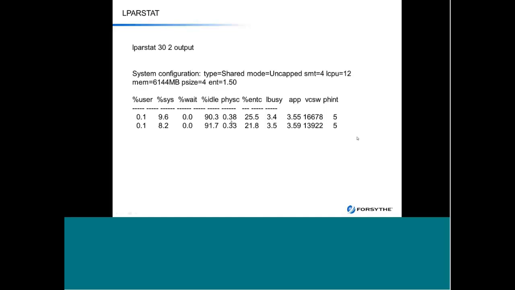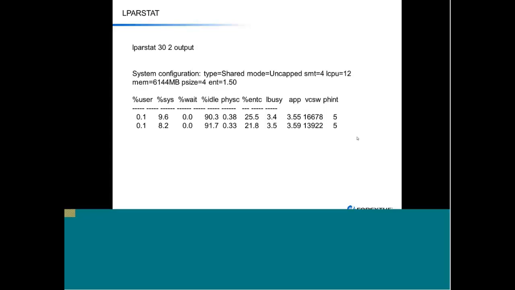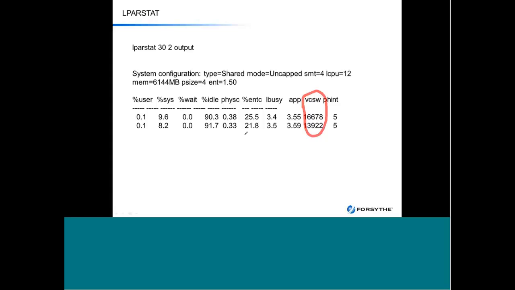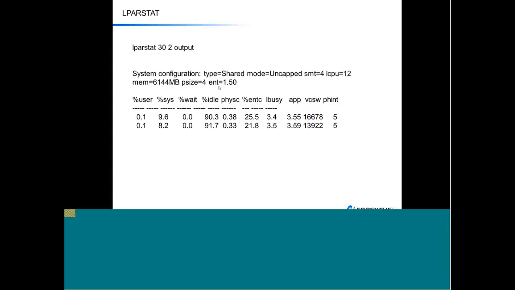This is just an example of the Lparstat output, showing you the virtual context switch setting, which is this little one just here. Again, this is something you'd want to grab in your typical baseline and then just compare it for when the system's running normally. This system wasn't doing much, but I just put this in here to give you an idea.